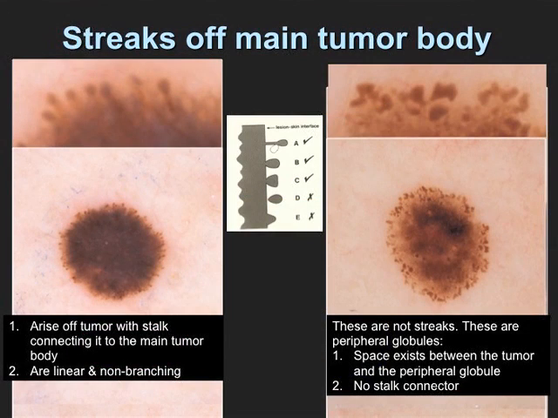So here are streaks coming off the main tumor body. They're connected to the main tumor body. And that differs from when you have a globule with a space in between. So this is not considered a peripheral streak. These are peripheral globules without that direct connection to the tumor. If you have a stalk that's connecting it, that's when it becomes a streak. And it's important to be able to differentiate between these two, and you'll see why that is in a moment.